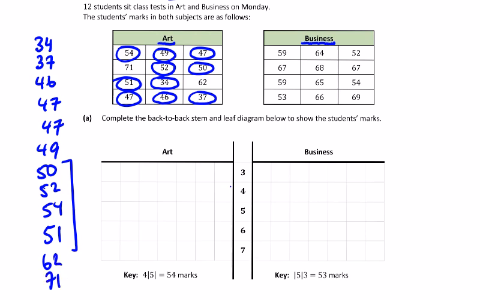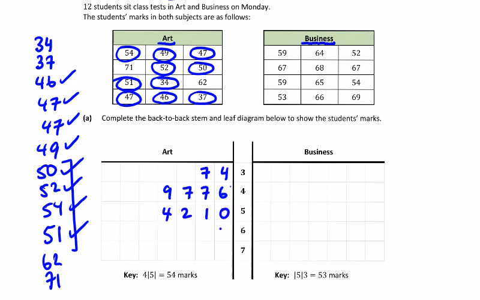So the 30s, we have a 4 and a 7. The 40s, we have a 6, a 7, a 7, and a 9. The 50s, we have a 0, a 1, a 2, a 4. We have 1 in the 60s, and we have 1 in the 70s.